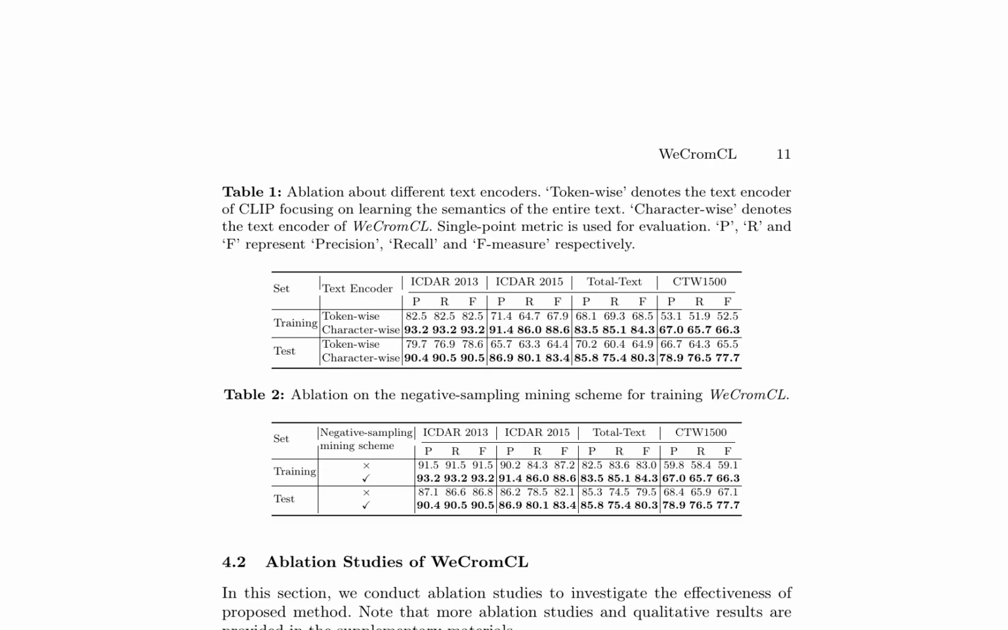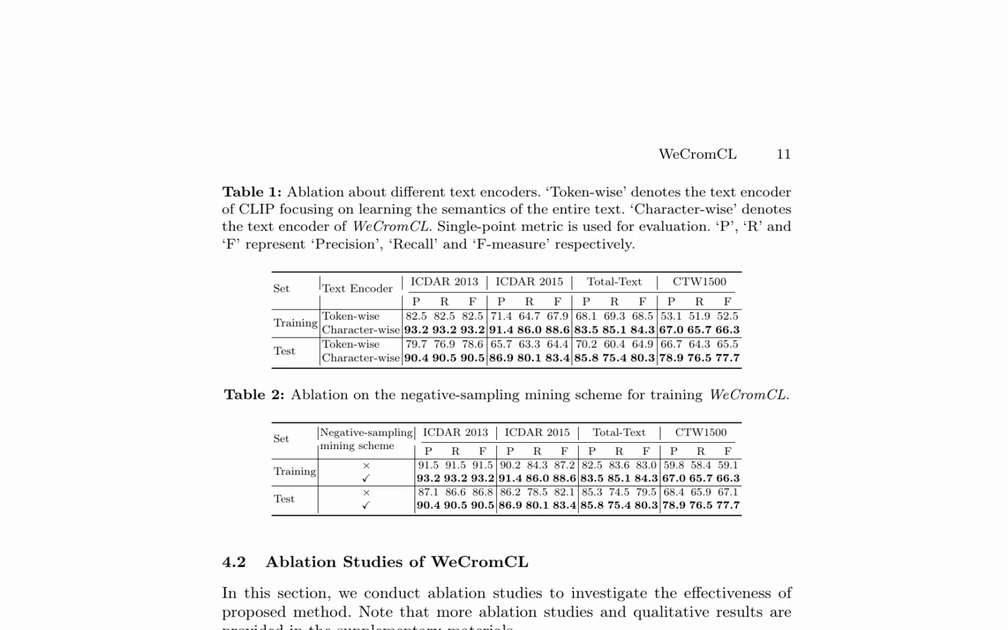stage. The authors of the study conduct an ablation analysis to evaluate the efficacy of their proposed method, WeCromCL, in text recognition tasks. This involves comparing the character-wise text encoder of WeCromCL with the token-wise text encoder of CLIP, which focuses on learning the semantics of the entire text. The results in Table 1 reveal that the character-wise text encoder significantly outperforms the token-wise encoder of CLIP on all three metrics. This suggests that encoding text at the character level facilitates the learning of character-level correlations between a transcription and its visual representation in the image.